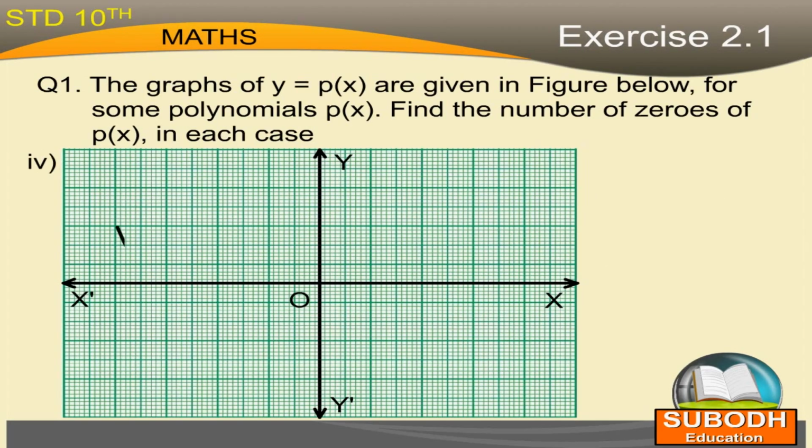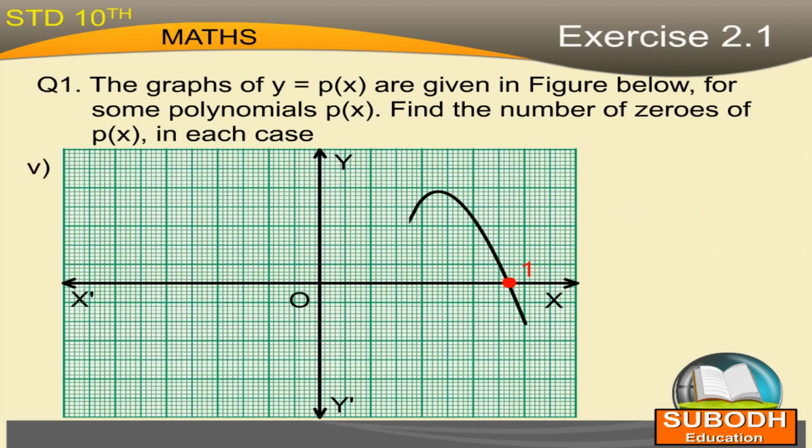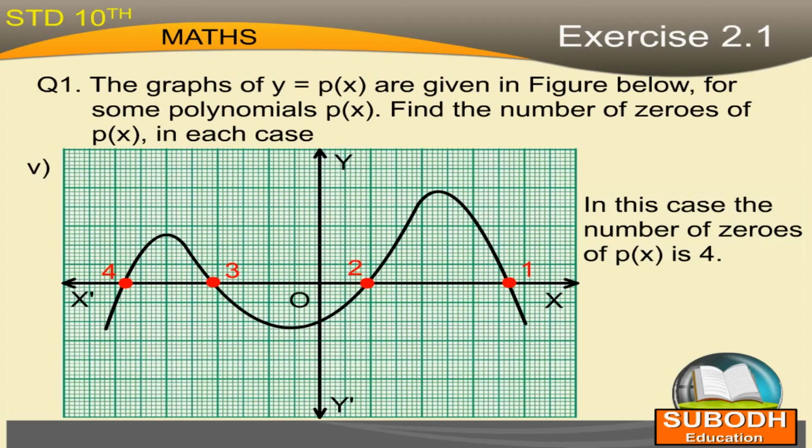Example 4. The curve of the polynomial intersects the x-axis in 2 points. In this case, the number of zeros of polynomial p(x) is 2. Example 5. The curve of the polynomial intersects the x-axis in 4 points. Therefore, in this case, the number of zeros of p(x) is 4.